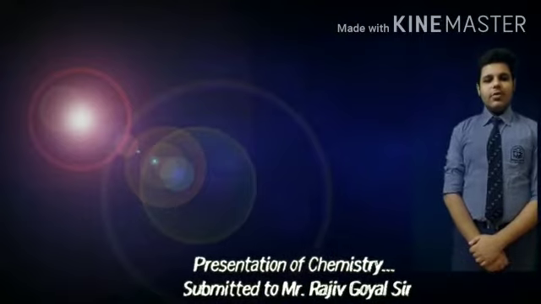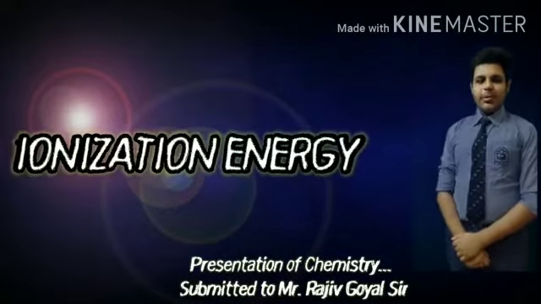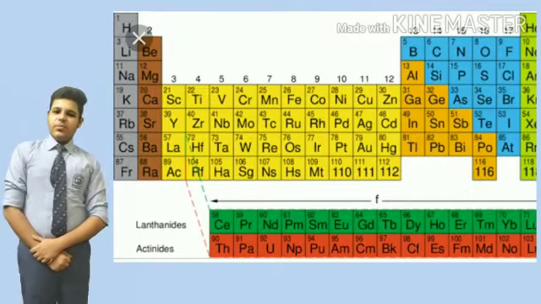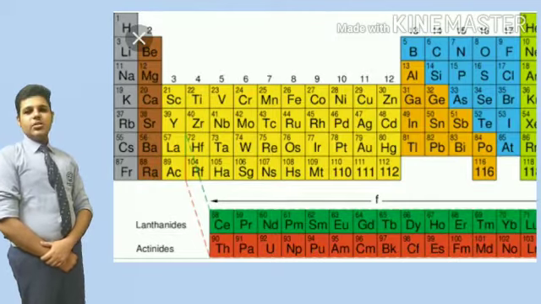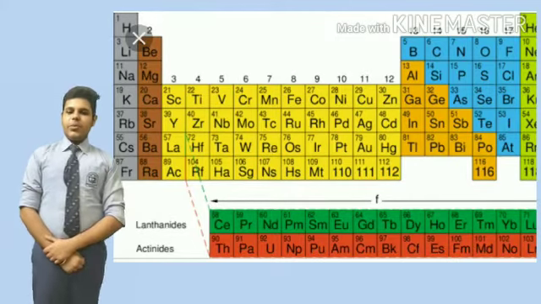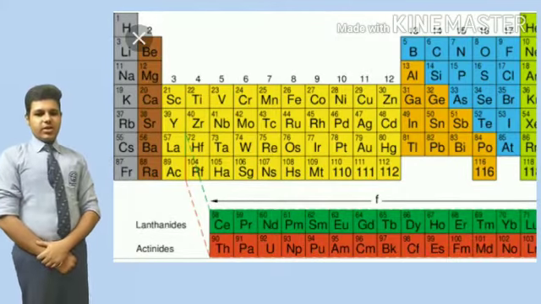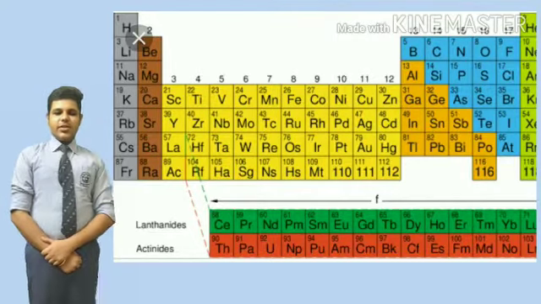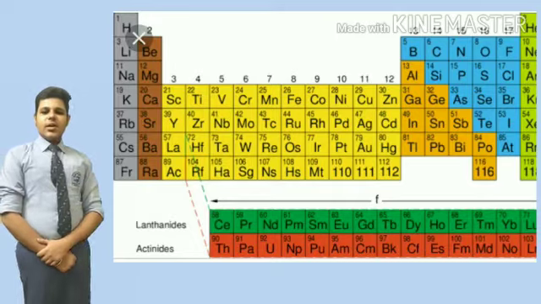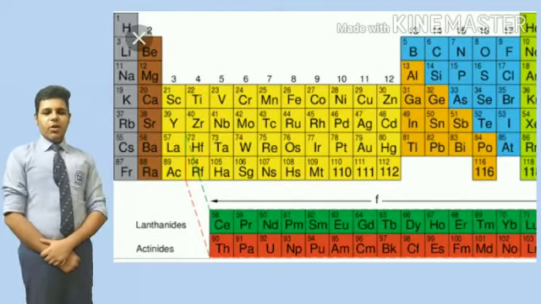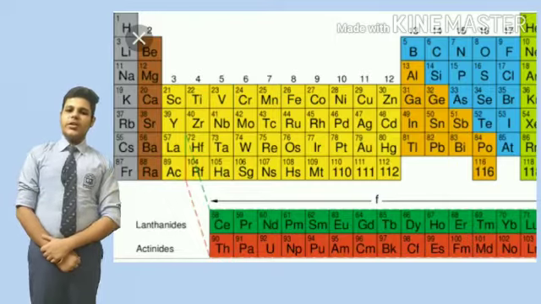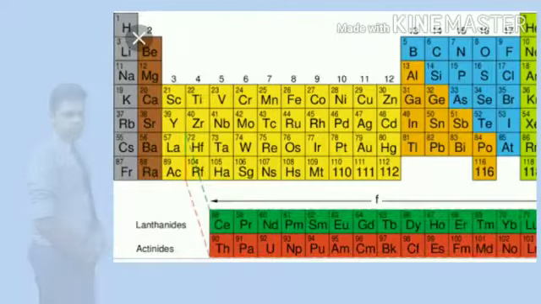Today, I am going to present a presentation on the topic of ionization energy. 118 elements are arranged in the periodic table in a very systematic manner. There are some properties related to these elements, which define the way in which these elements react. Since the elements are arranged in a very well organized manner, even these properties follow a particular trend. Let's see how.